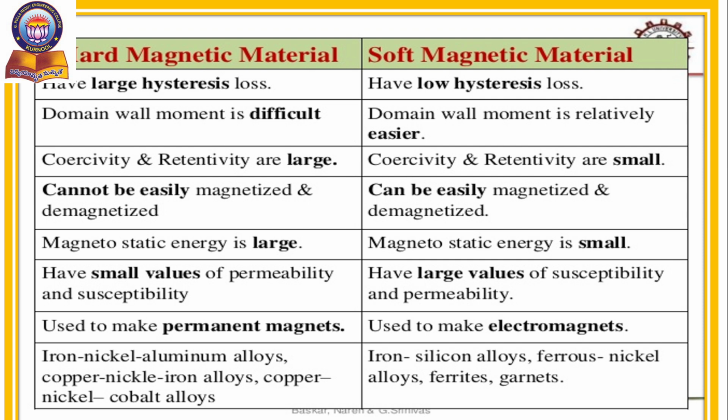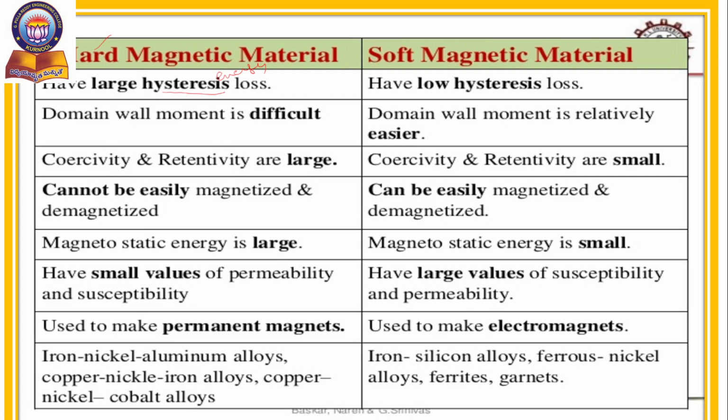Now we have to distinguish between hard and soft magnetic materials. As an application of the hysteresis loop, it is possible to distinguish between them. A few points we have to see here. First, hard magnetic materials have large hysteresis loss. Hysteresis loss is nothing but energy loss. The name itself indicates these are hard. Hard means it is very difficult to magnetize the material. To magnetize the material, it takes time and a large strength of magnetic field is required.